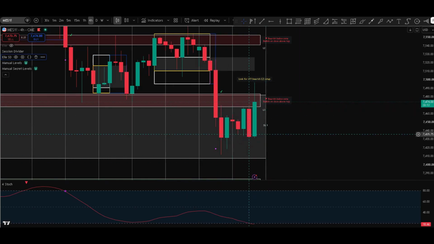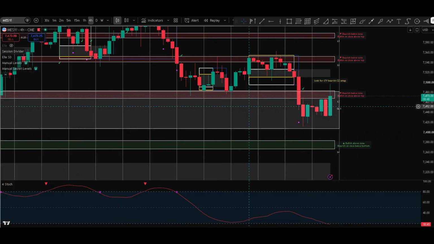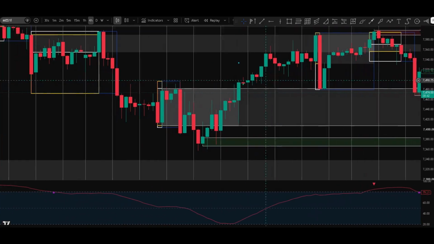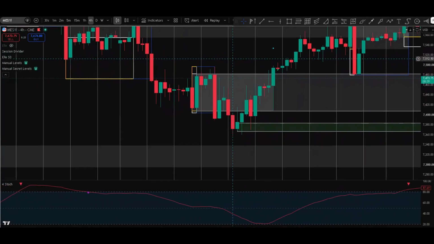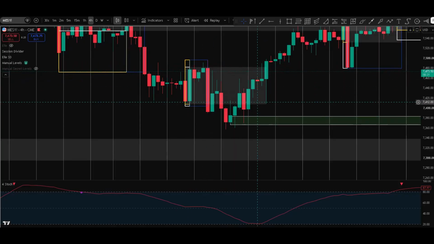Now, the secret level, where did that come from? If we just look back to the left, we can see that there was nothing here. And if we keep going, we can see that there was a containment zone. This containment zone here produced a secret level. As we can see here, we traded back above the secret level, and that's where it stopped. But we continue those because they still act as great levels of support and resistance.